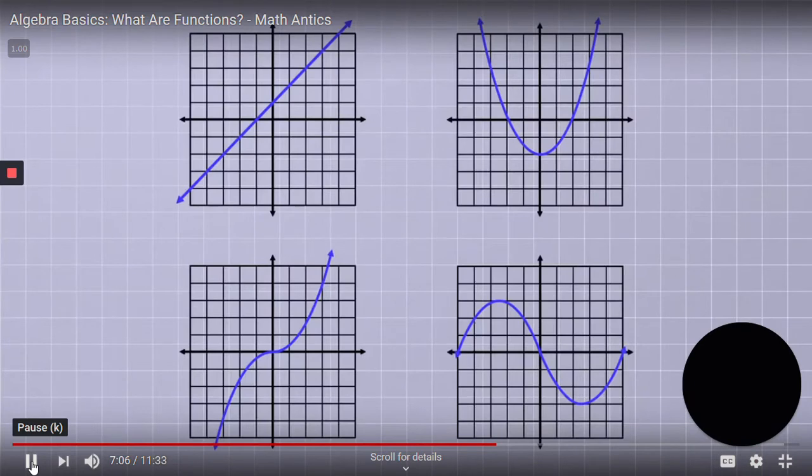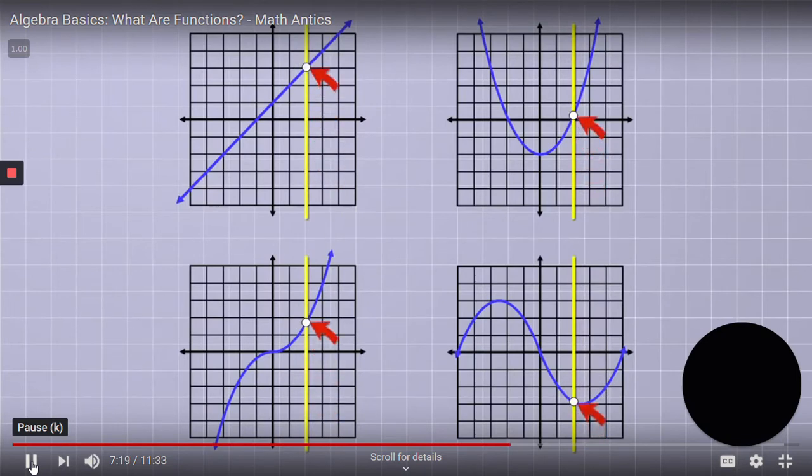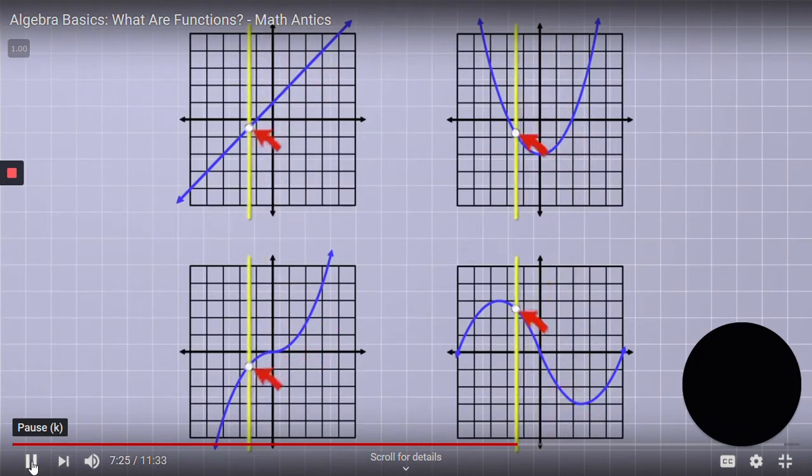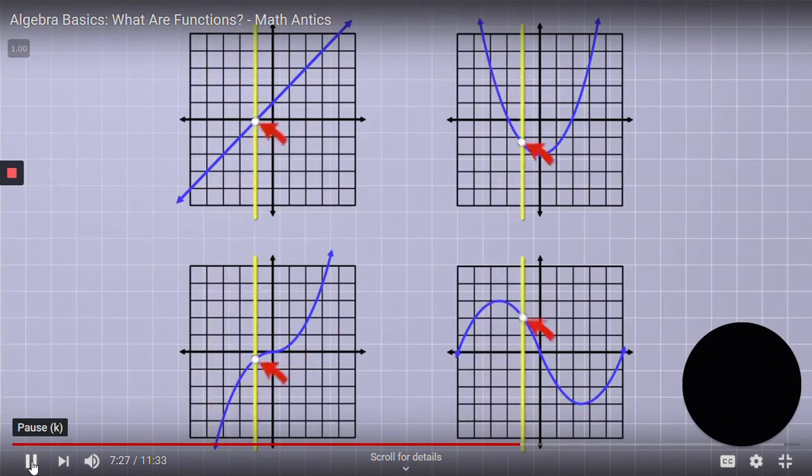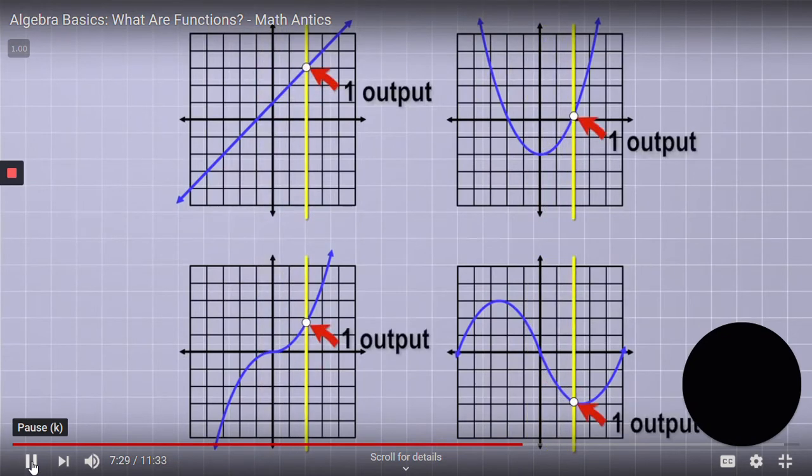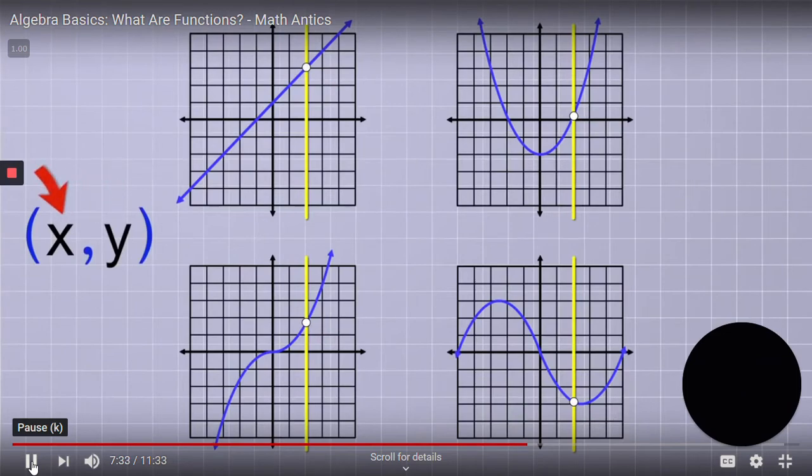Imagine that a vertical line is drawn on the same coordinate plane as the graph that you want to test. Then, imagine moving that vertical line left and right across the domain, paying close attention to the point where the vertical line intersects with the graph. If that vertical line only intersects the graph at exactly one point for every possible value of x in the domain, then that means that there's only one output value for each input value. There's only one y value for each x value, so the graph qualifies as a function.